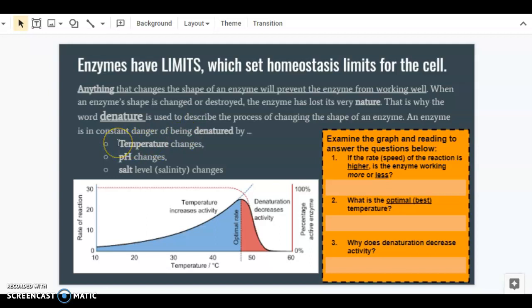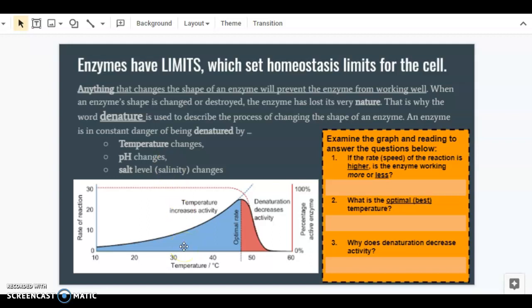Enzymes are chemicals, and those chemicals will be damaged if the temperature changes too much, if the pH, which is how acidic or basic something is, changes too much, or if the salt level, the salinity, changes too much. Why? Because they're chemicals joined together by bonds, and bonds are affected by all of these things. So change this too much and your enzyme stops working. If your enzyme stops working, your reaction is not going to happen as quickly as you need it to, and the cell is in trouble.